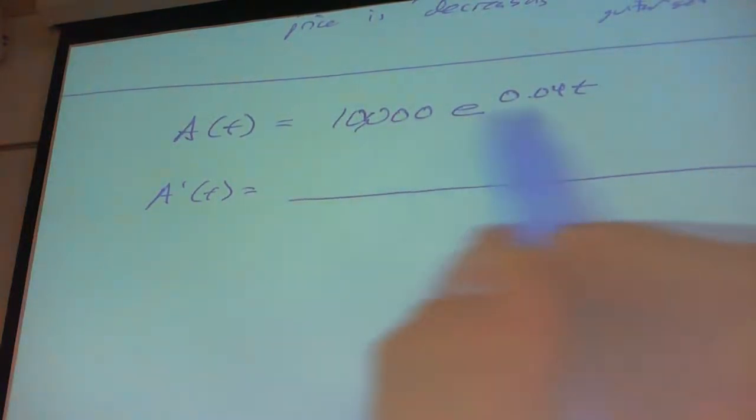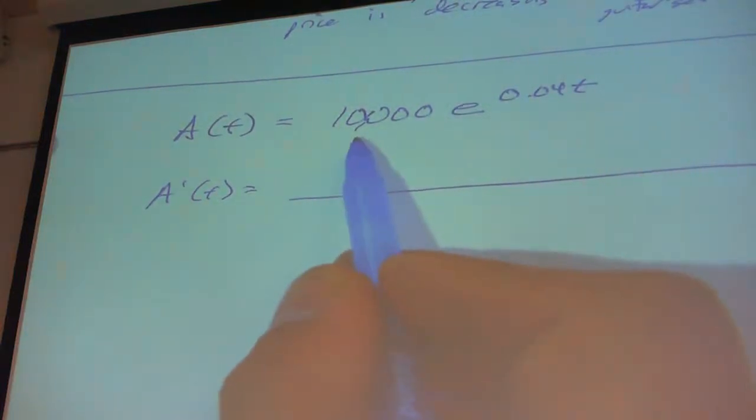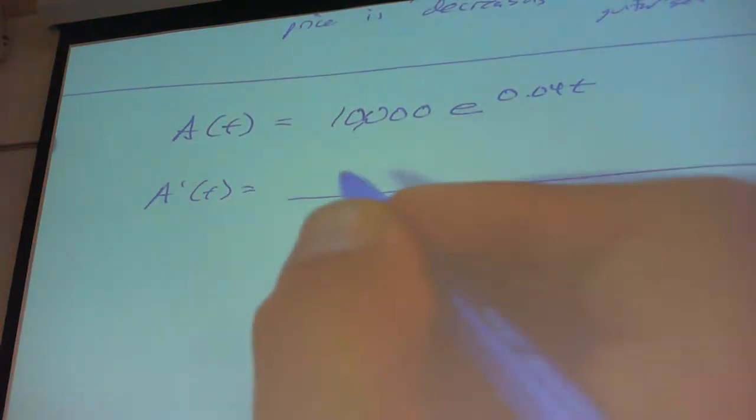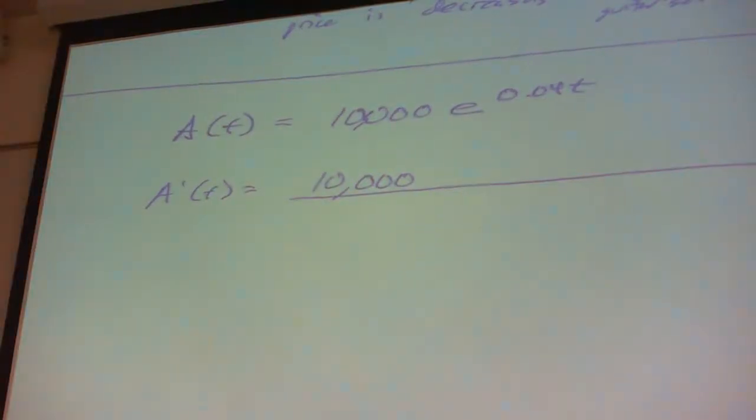If you want to plug into the original, we can plug into the original. I mean, you can find the derivative first. Okay? So, how do I do this one? Well, here's what we do. Step 1. What happens to the 10,000? Stays in front. Then we have a little dilemma. I know the derivative of e to the x. Well, what's the derivative of e to the 0.04t?